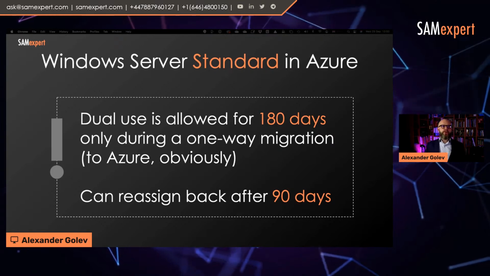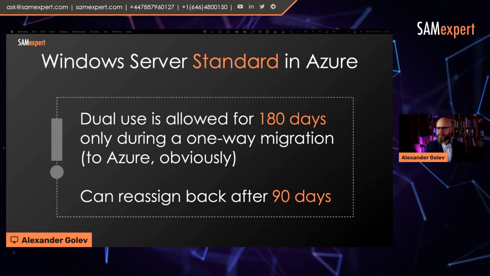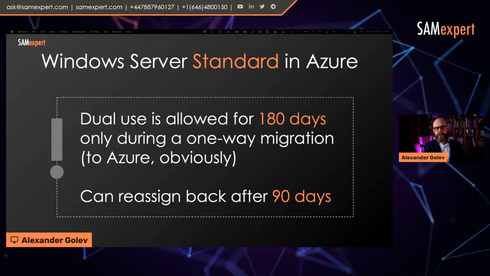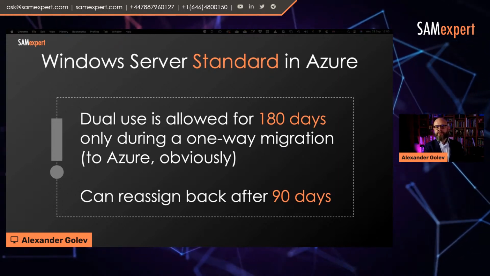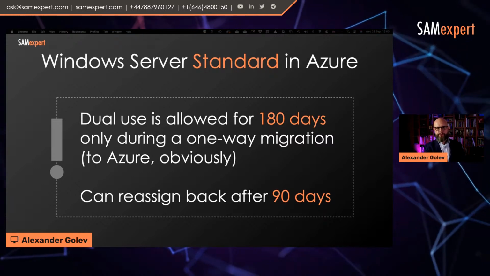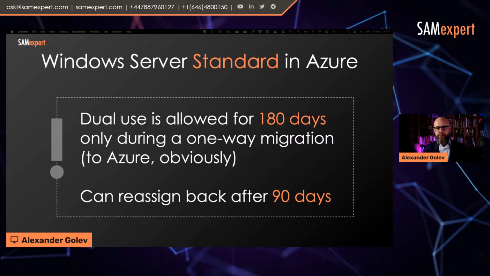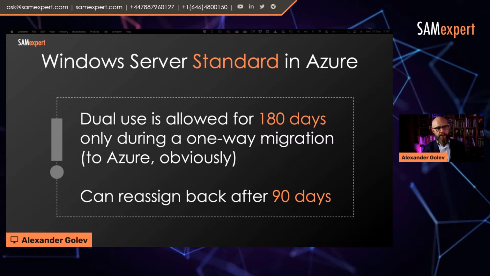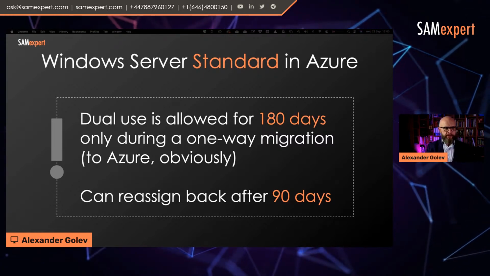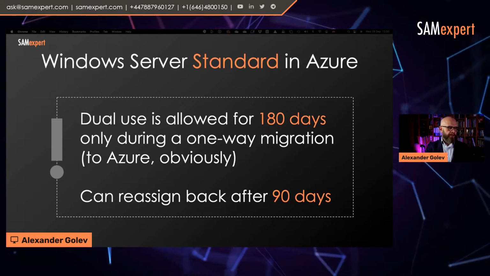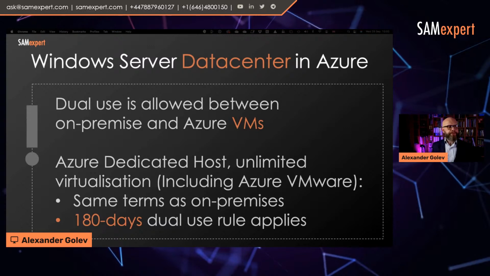Windows Server Standard in Azure, as I said, can be reassigned back after 90 days. But anyway, dual use is only allowed for 180 days. Many people ask, can I use Standard Edition when I'm migrating? Yes, you can, 180 days. But make sure you record when you started it and you have all the documents, all the proof that it's only been 180 days or less. Otherwise, you can get yourself in trouble if Microsoft decides to audit you, if they do.